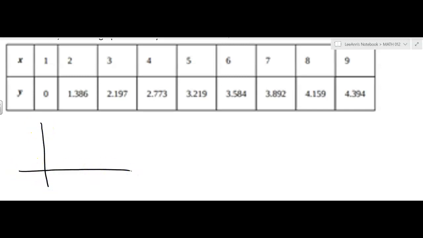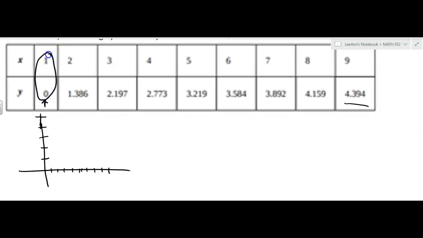So it looks like all the x values are positive, going from 1 to 9. So 1, 2, 3, 4, 5, 6, 7, 8, 9. Graph paper will help on these. And then our outputs go from 0 to 4.39. Okay, so let's count up to 5: 1, 2, 3, 4, 5. Okay, so that gives us a scale of our x and y.